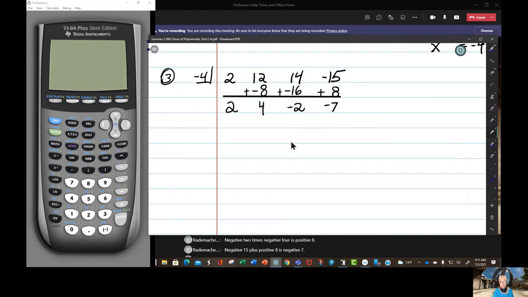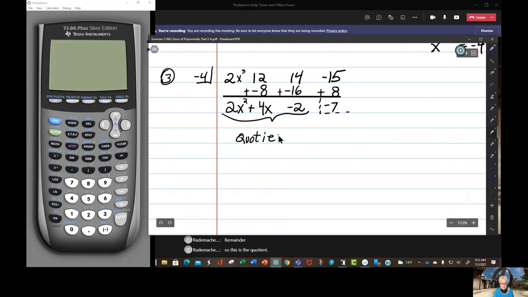And so, this was x to the third. This becomes x squared plus x minus 2. That's our quotient. And this is our remainder. So this is the quotient. This is the remainder.